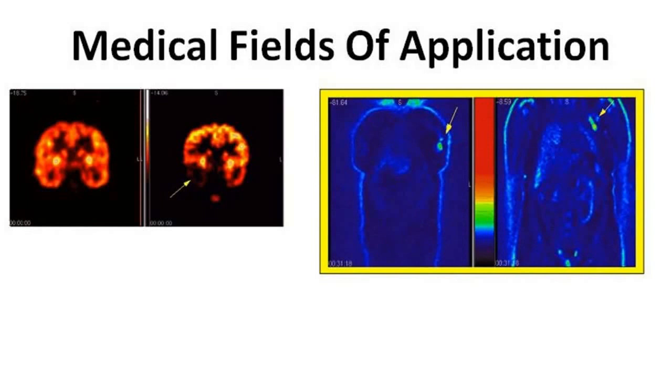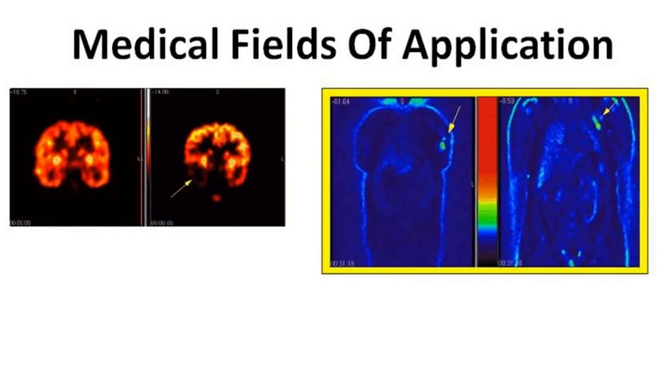These are the images taken from a PET scanner, showing a brain tumor and also a muscle disorder of a heart.